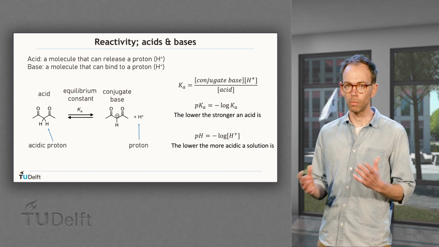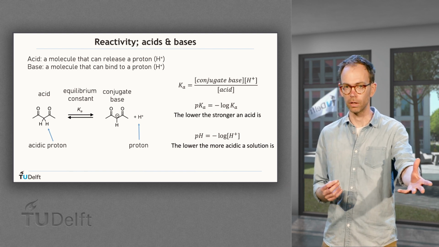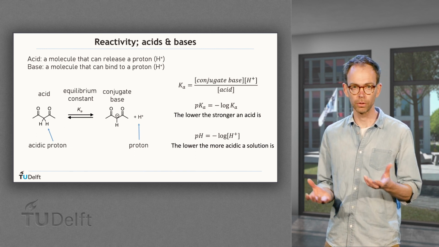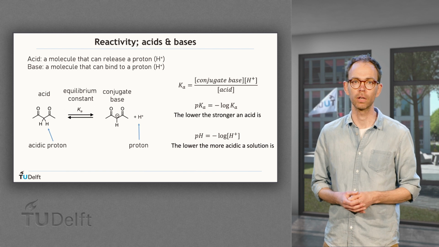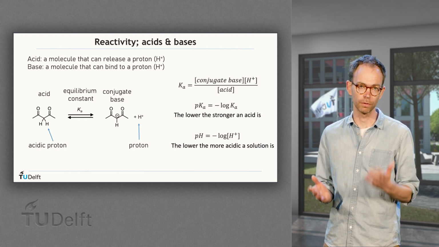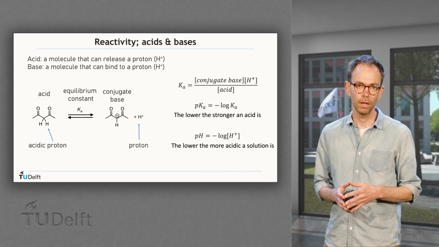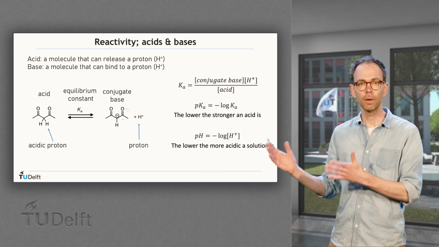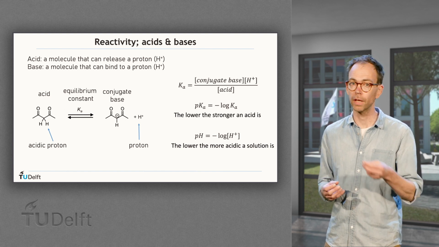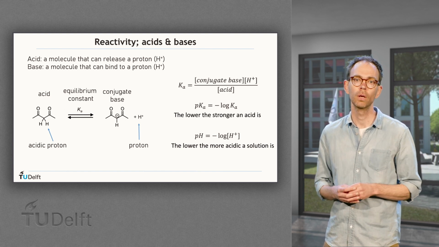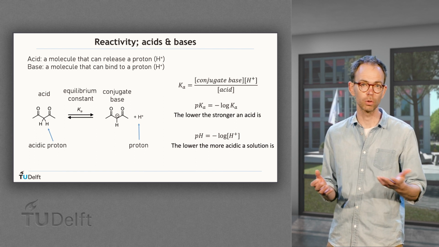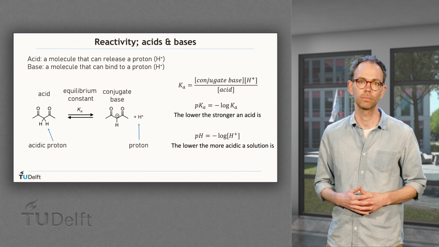An acid is a molecule that can release a proton, so a hydrogen cation. A base is a molecule that can bind to a proton. By definition, these sorts of reactions are always reversible. In the example here, we have something that is an acid because it has an acidic proton, a proton that is easily released. When it releases a proton, this reaction also creates a so-called conjugate base.